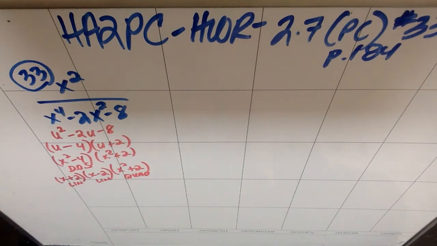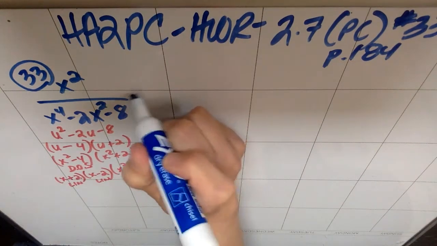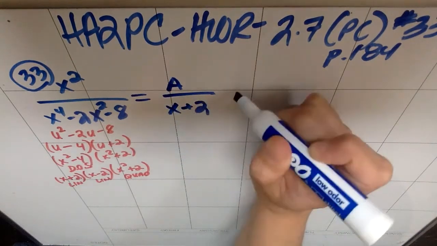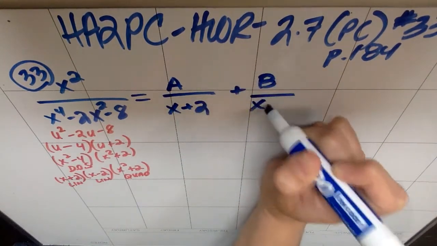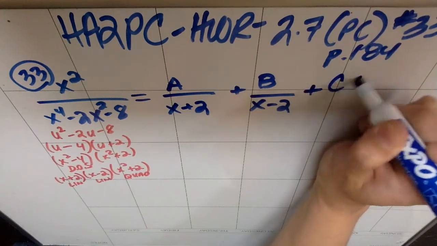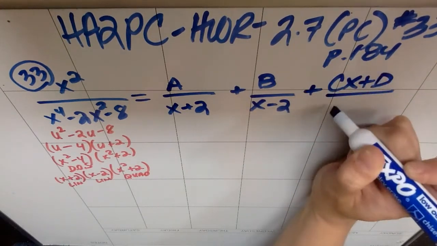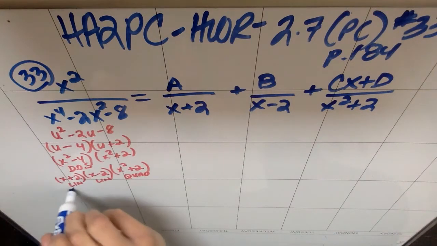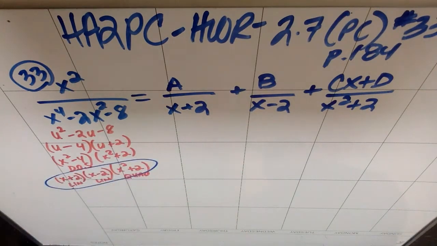What that means is that my setup for my partial fraction decomposition is going to be A over x plus 2, plus B over x minus 2, plus Cx plus D, which would be linear, over this x squared plus 2. Okay, so that's my setup. And again, my common denominator is this crazy mess over here, right?